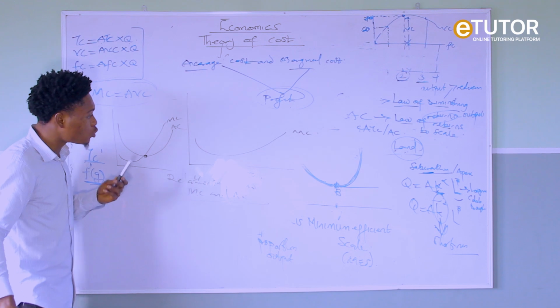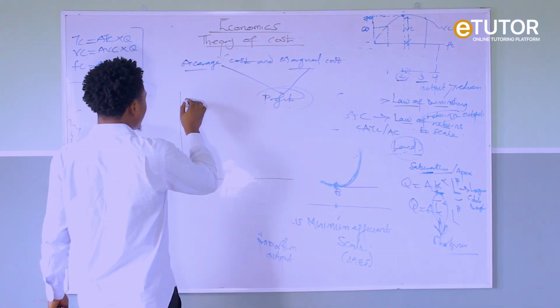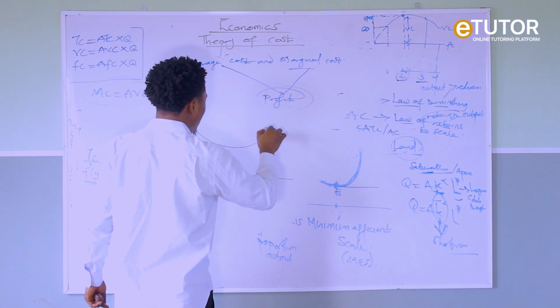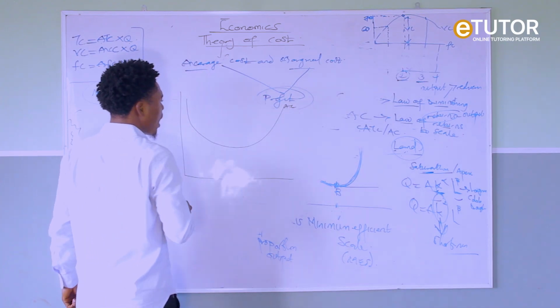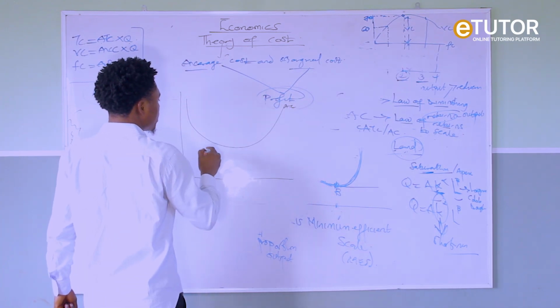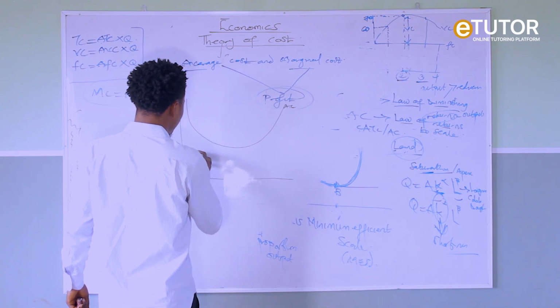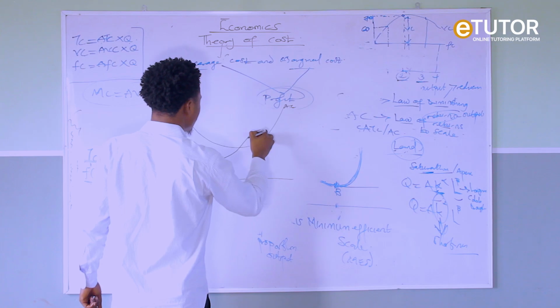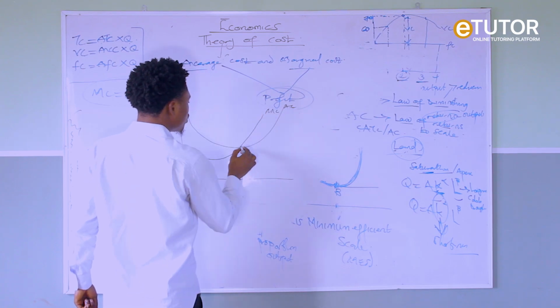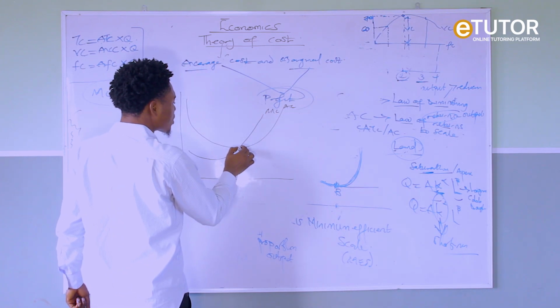Let me draw it in a clearer view. So we have our average cost, right? Then we have our marginal cost. So when you are having your marginal cost, it should always cut your average cost at the minimum point.